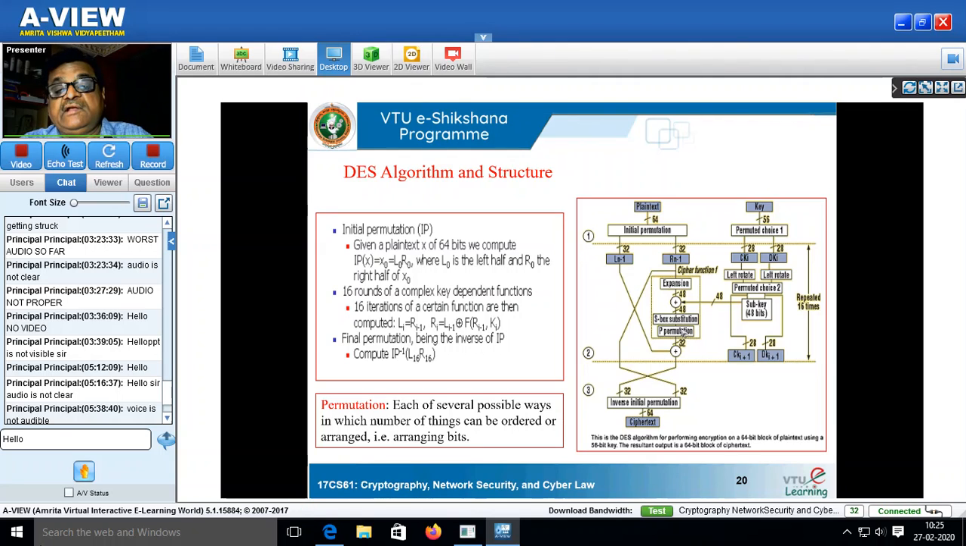What is substitution and what is permutation? We have already seen that these are the two types of ciphers. In these two types of ciphers, we carry out substitution, then we go for permutation. Because of this, we get the ciphertext out, which is again 32 bits. We combine it with the left side in the next round.